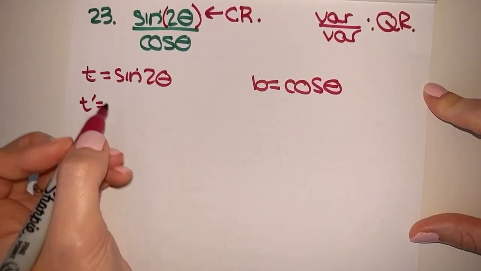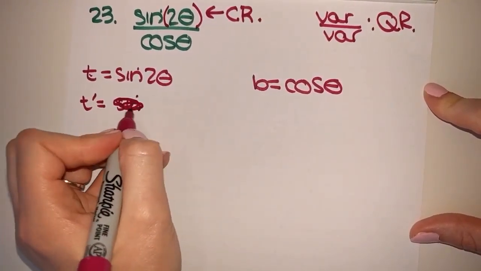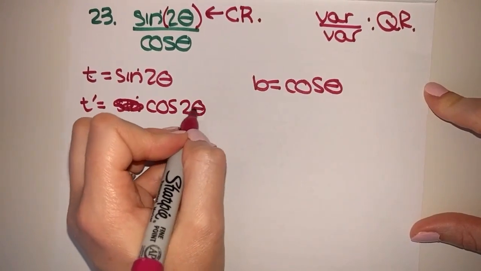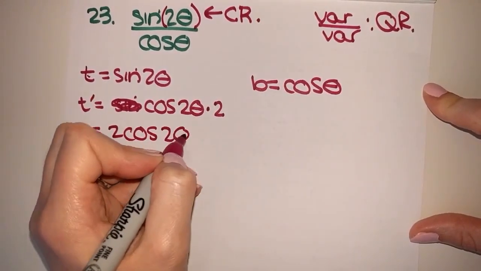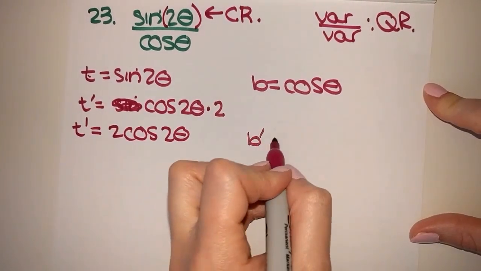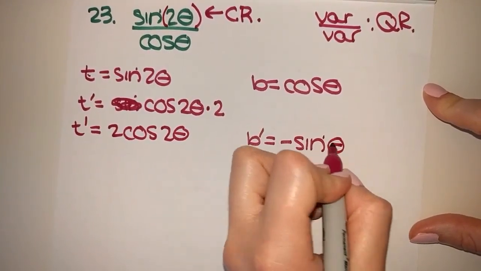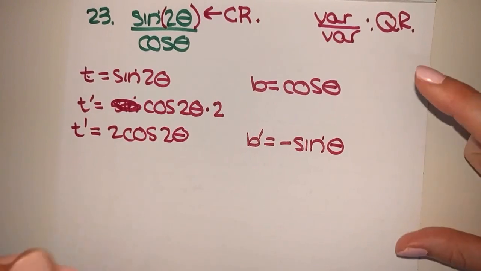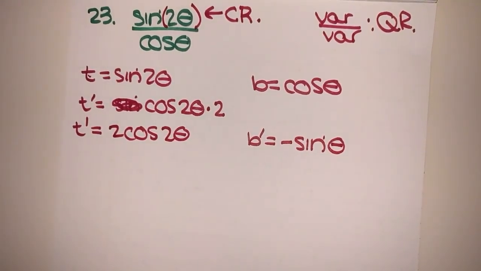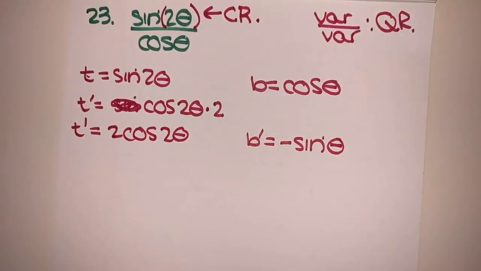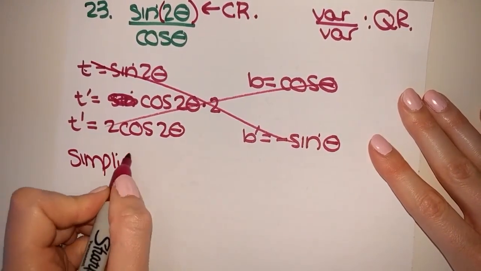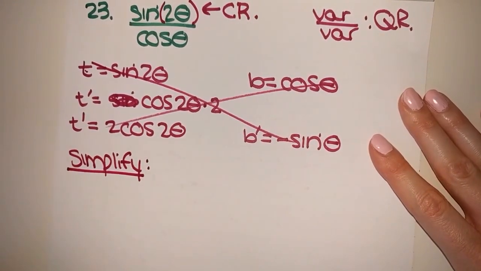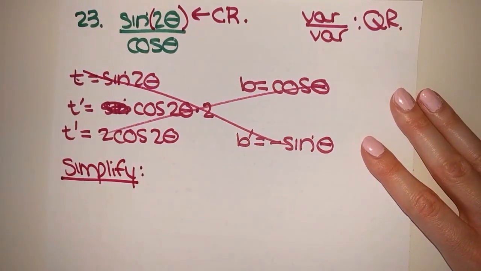Top function would be cosine of 2 theta times 2, which we would write as 2 cosine 2 theta. And then bottom function is negative sine theta. Okay, now I've got news for you. All of this work here after you plug into the quotient rule is completely unnecessary, because if you simplify first using a trig identity, you're going to see that this is a very simplistic question to differentiate.